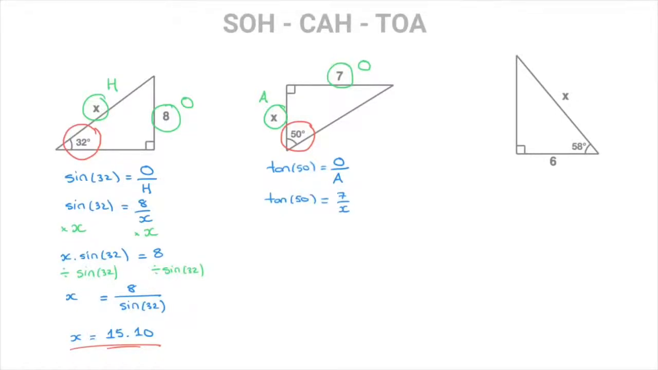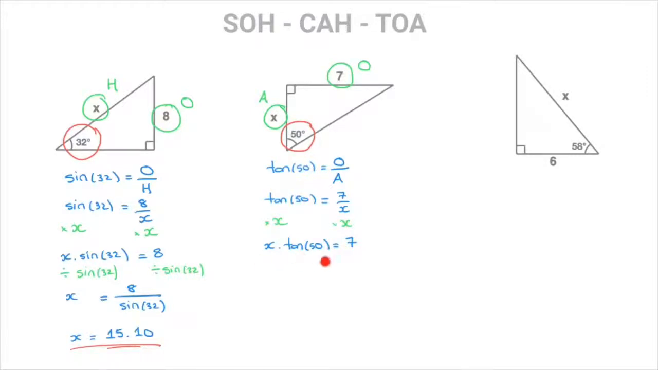And once more, we can see that the unknown x is on the right-hand side's denominator. So to move this x away from there, we're going to multiply both sides of the equation by x. In other words, we multiply 7 over x by x and tan of 50 by x, which leaves us with x times tan of 50 equals 7 divided by x times x. Since those two operations cancel each other out, that's just 7.